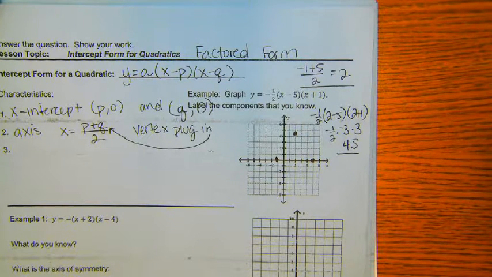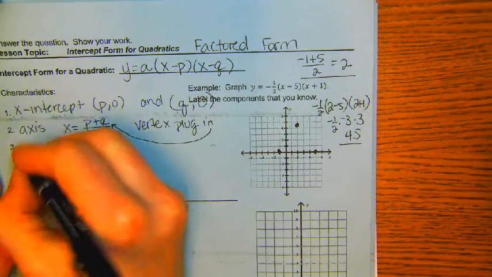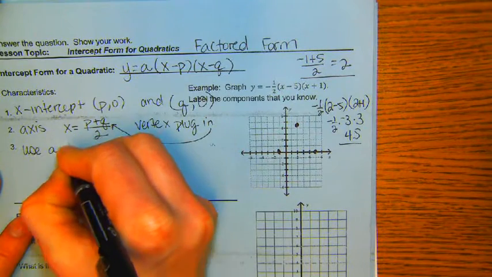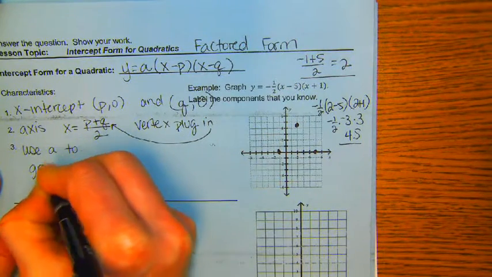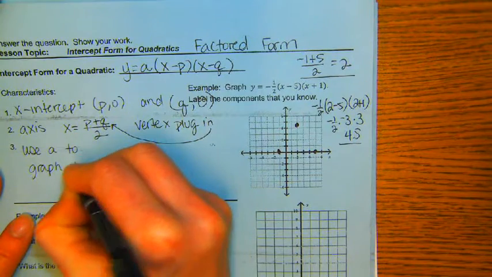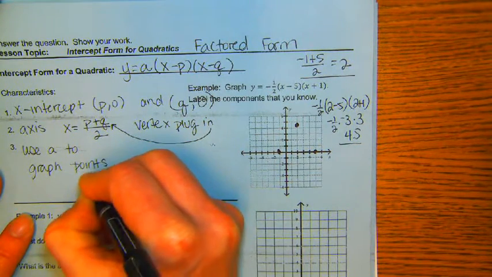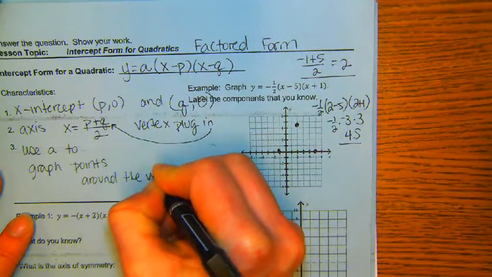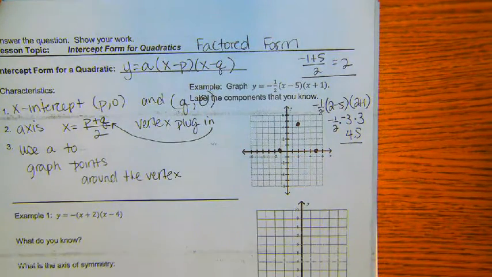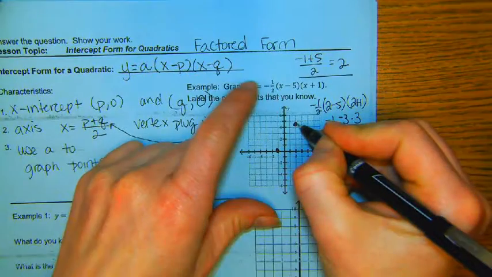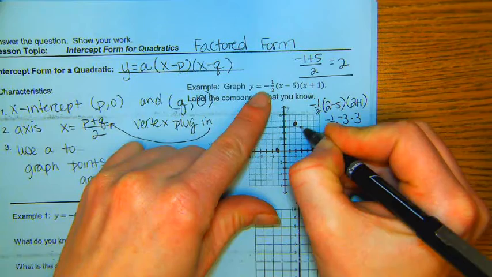Okay. Now, at this point, can I draw a graph? I could. It opens down, right? But one last thing. We're going to use A to graph points around the vertex. How am I going to do that? What is a in this problem? Negative 1/2. So I'm going to go over 1 down 1/2. Over 1 down 1/2. Over 1 down 1/2.